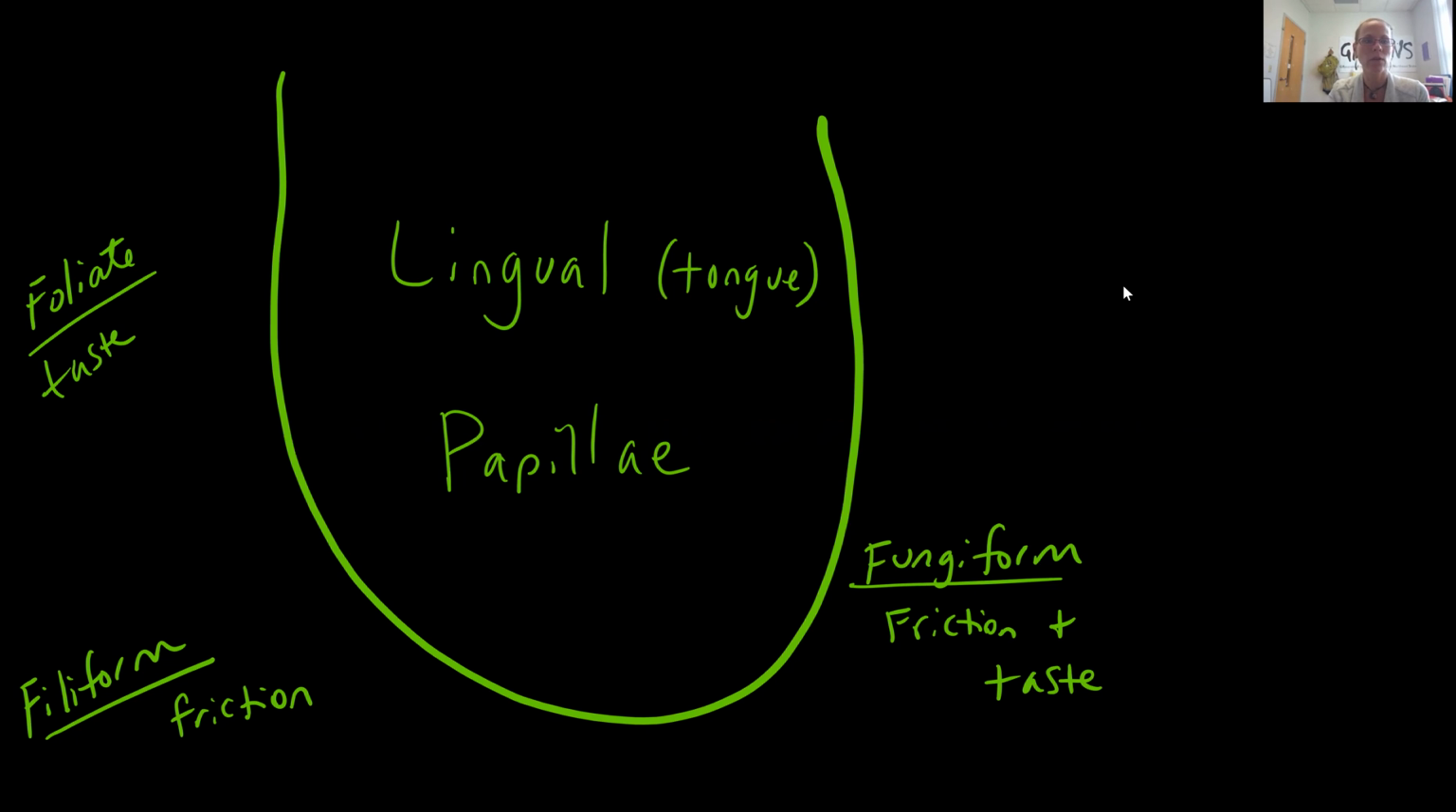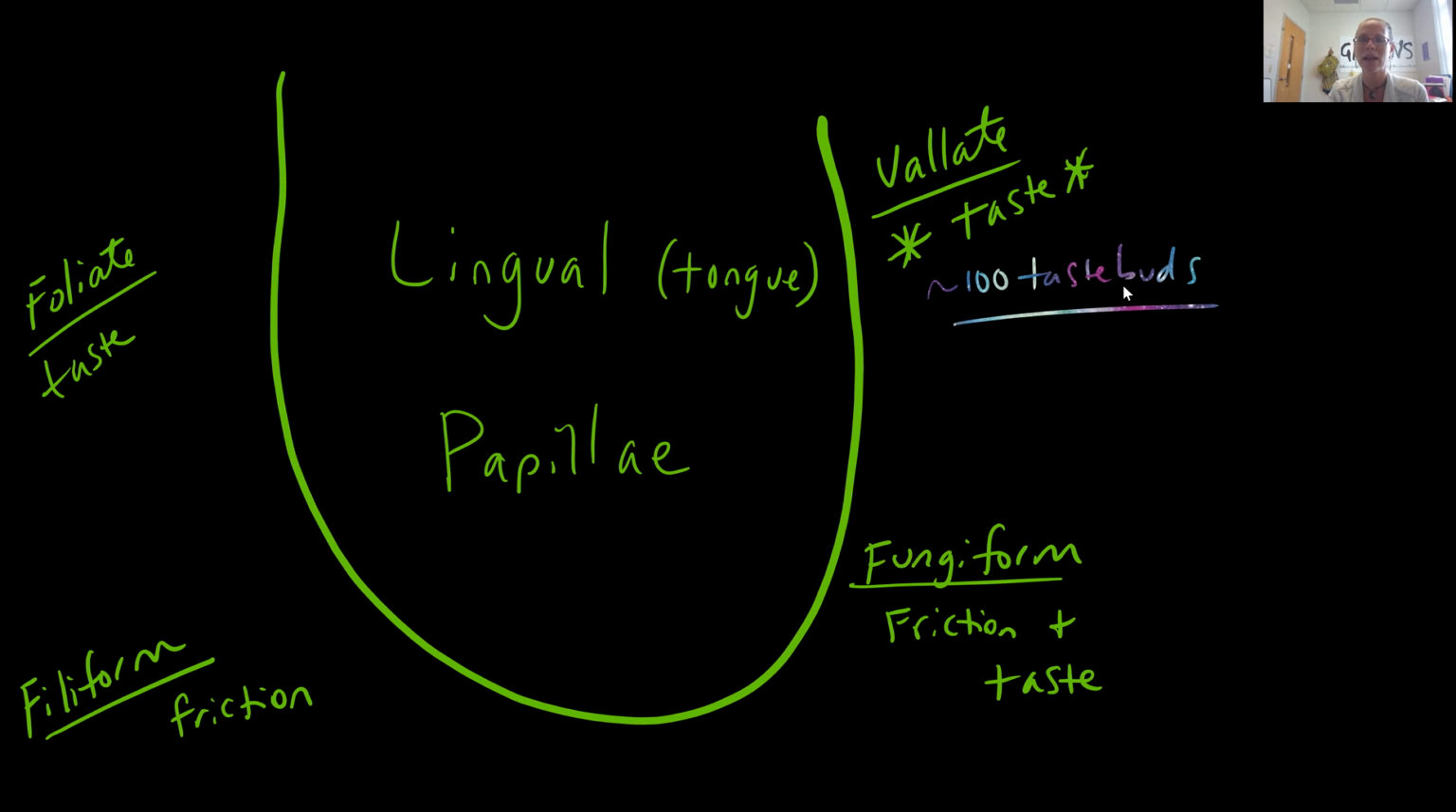We also have foliate papillae, which primarily is involved in taste sensation, and the vallate, which probably is the biggest one. It has about 100 or so taste buds, so you can see that that's really important for that papillae's function. So let us look at a taste bud a little bit closer.